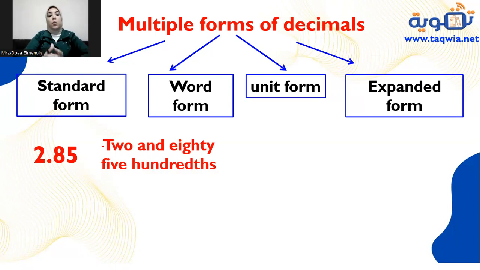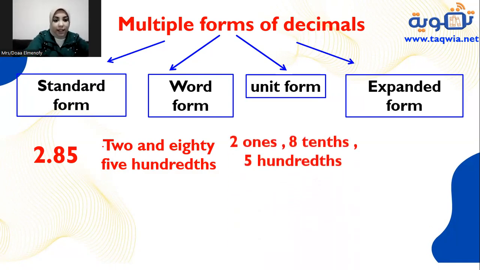What about the unit form? In the unit form, you're going to decompose the number according to the place value. So you're going to write each digit with its place value. So here we have 2 ones, 8 tenths, and 5 hundredths. So for unit form, you're going to write the digits with their place values. What about the expanded form?